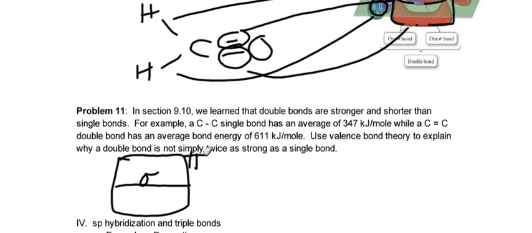So you have a strong bond and not quite as strong of a bond adds up to less than 2 strong bonds. That's really what it's saying. Okay, so what about another one?